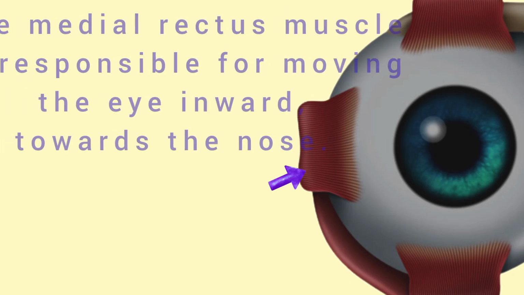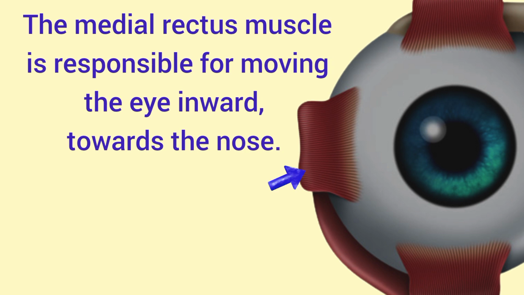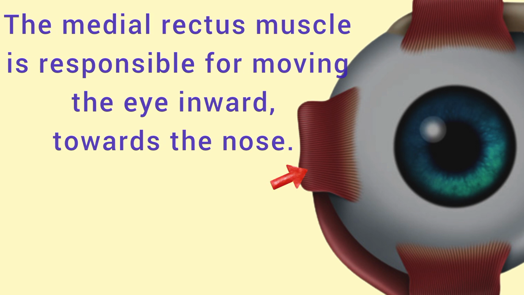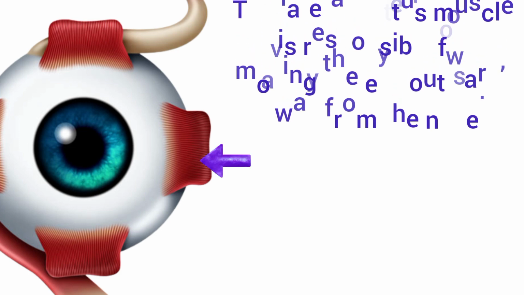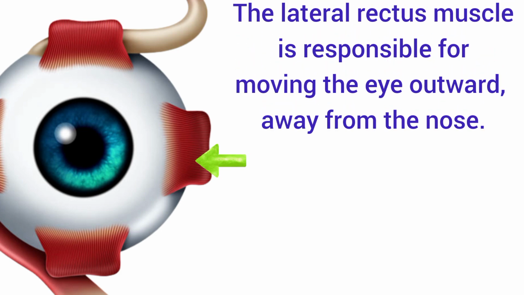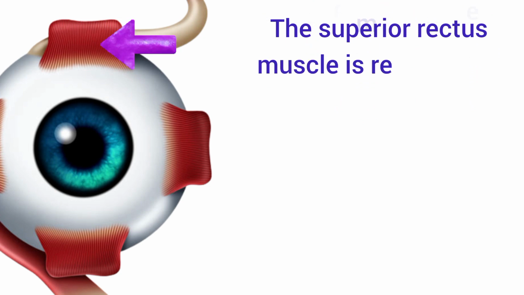The medial rectus muscle is responsible for moving the eye inward towards the nose, as you can see where the arrow is pointing. Let's look at the next muscle. The lateral rectus muscle is responsible for moving the eye outwards away from the nose. Let's go ahead to see the next muscle.